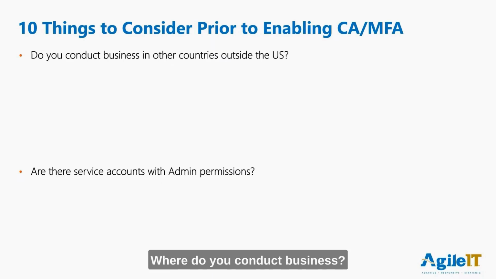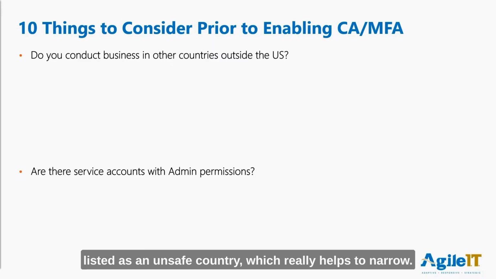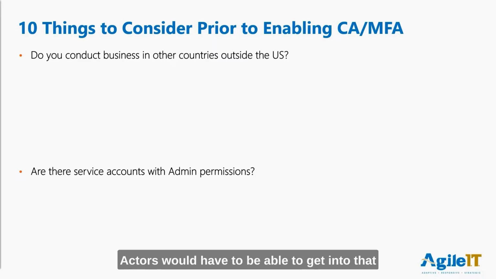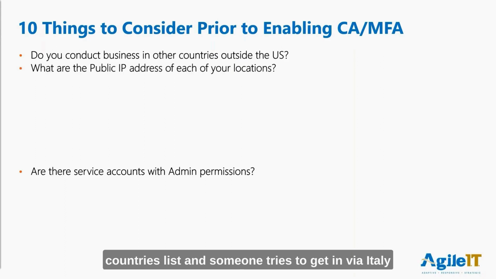Where do you conduct business? Do you conduct business only in the US? If that is the case, we can set up a safe countries list where you have the United States listed as a safe country and all other countries listed as an unsafe country, which really helps to narrow the attack vector that bad actors would have to be able to get into that account. Because if you're only enabling access via your safe countries list and someone tries to get in via Italy or Spain, they're automatically blocked.